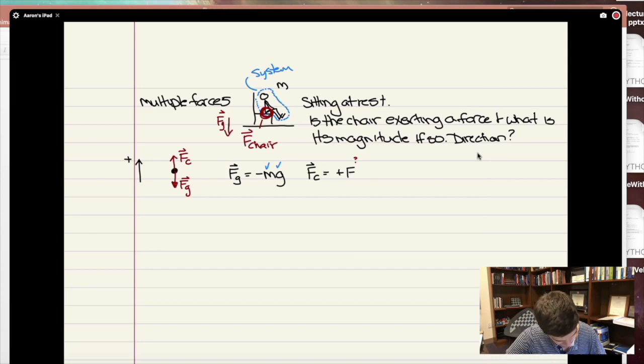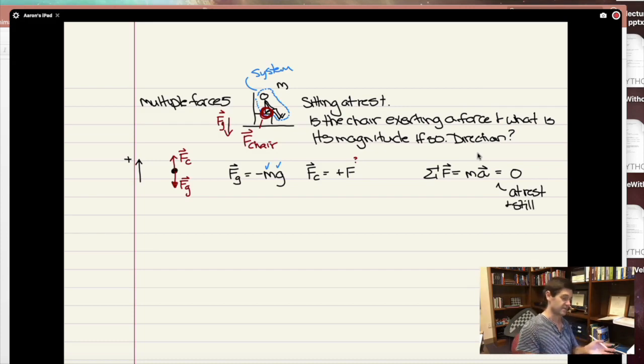All right. Start super general. The sum of the forces on me is equal to my mass times the resulting acceleration I feel. The resulting acceleration I feel is 0, since it says I remain at rest and still. My velocity is 0, but more importantly, my velocity is not changing. So I therefore cannot be accelerating while I sit still in a chair.